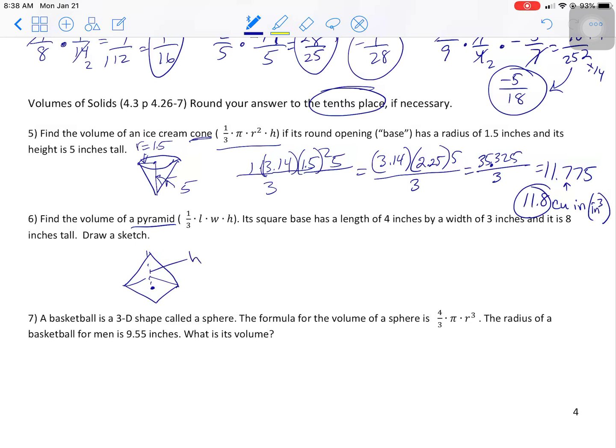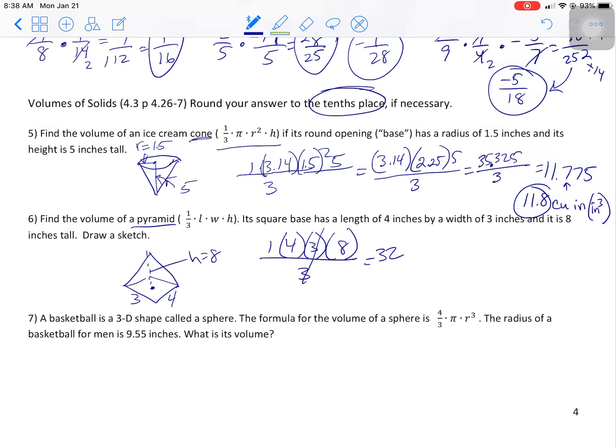All right, so that's the height of the pyramid. Length is 4, width is 3, and it's 8 inches tall. Either way you do it, I like to put it this way. 1 times the length is, where's the length go? 4. And the width is 3, and the height is 8. Put that all in your calculator, and you get 32. I think I messed that one up on the key.